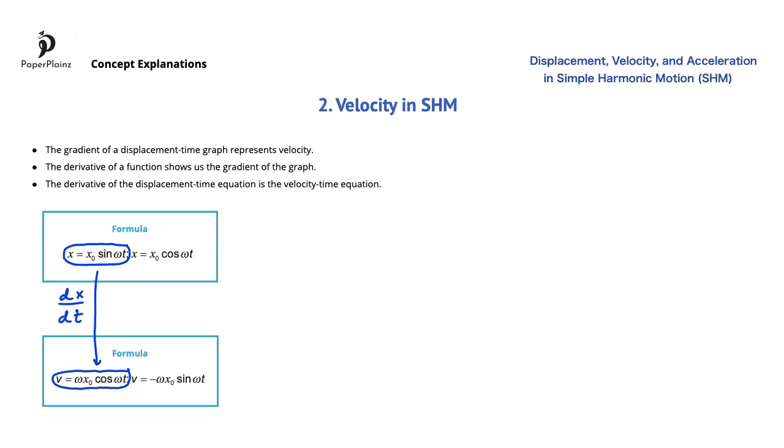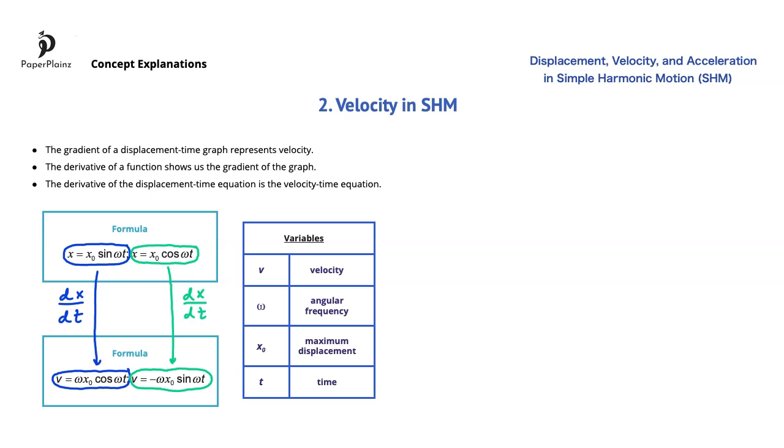Similarly, when we differentiate the second displacement formula, we get the second velocity formula. The derivative of cosine is negative sine, and again we are using the chain rule to get the omega at the front. Here are the variables that are present in the velocity equations. These equations allow us to calculate the velocity at a certain moment in time.